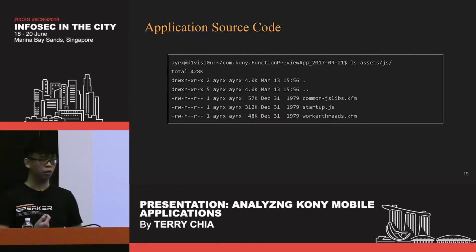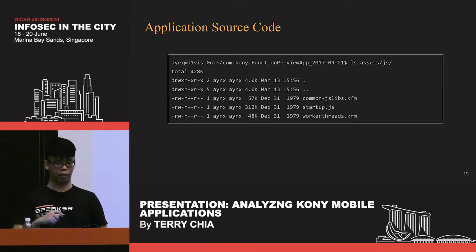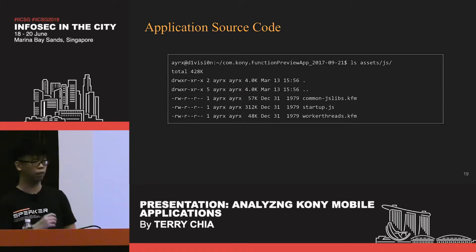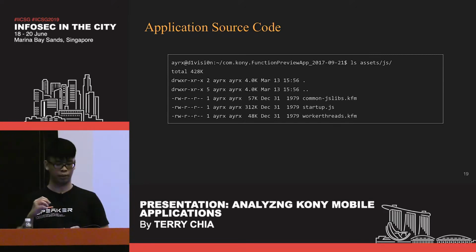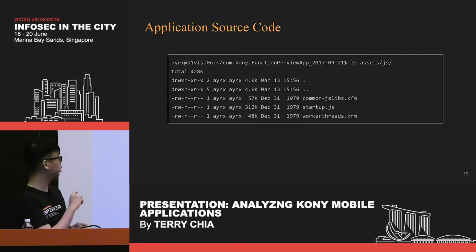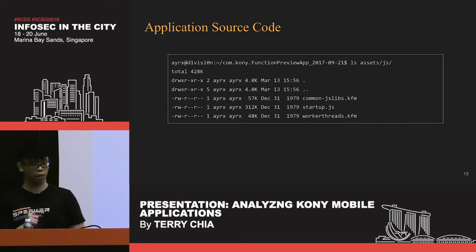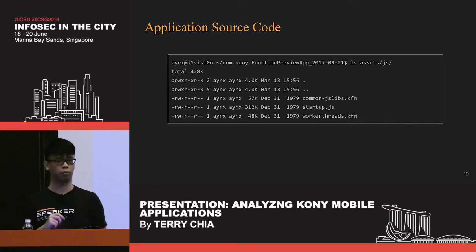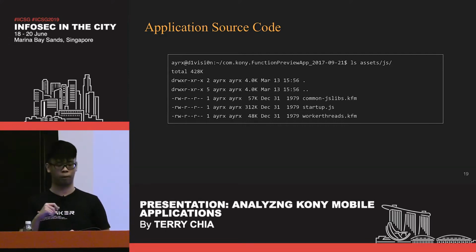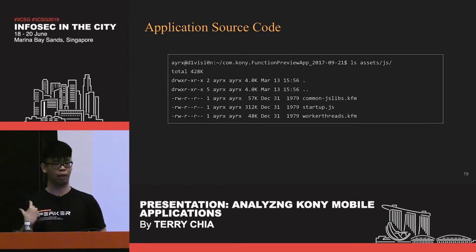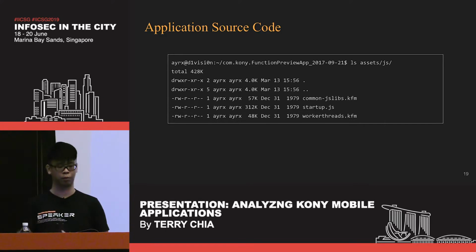And the application source code is in a folder, the assets.js folder of the APK file. And you might see a few different files in there. Two of them, the common jslibs.kfm and the worker-threads.kfm are more or less like the Kony standard library, and they'll be found in every single application built with Kony. And the startup.js file is where all your code specific to the application, so your business logic, for example, is where it will live.